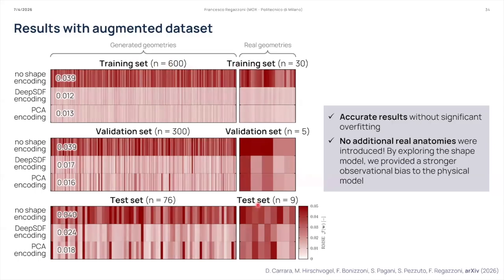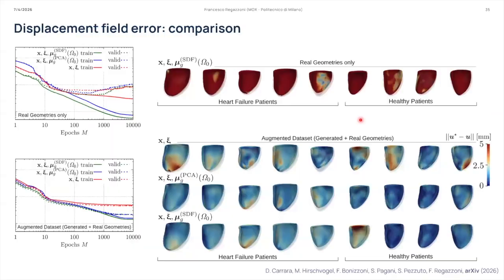And in this way, we can get accurate results also on unseen geometries, so on the testing dataset of geometries that you have never seen before. So in this way, we can get accurate results without overfitting. And remarkably, we were able to do that without introducing any real geometries. We only exploited geometries generated with the shape model. So we exploited the shape model to provide a stronger inductive bias to the physical surrogate.